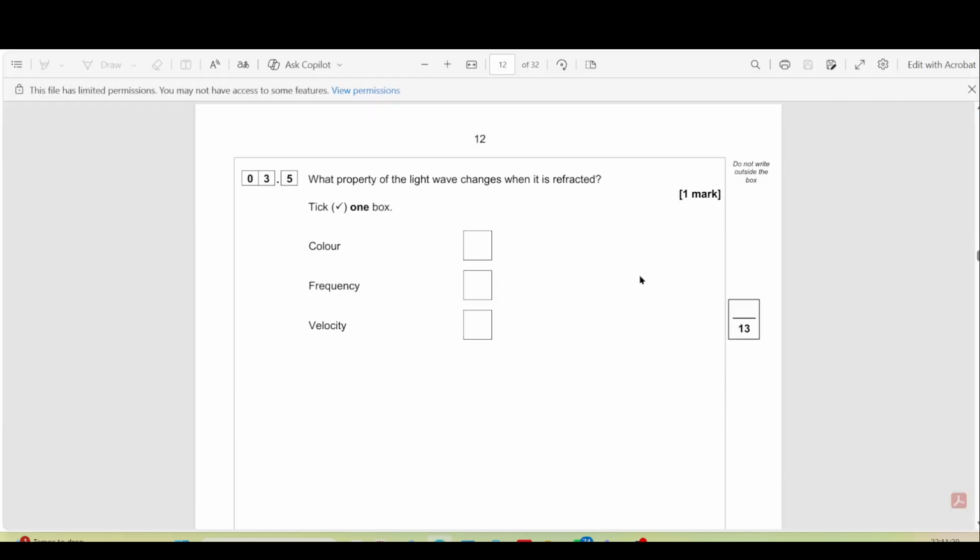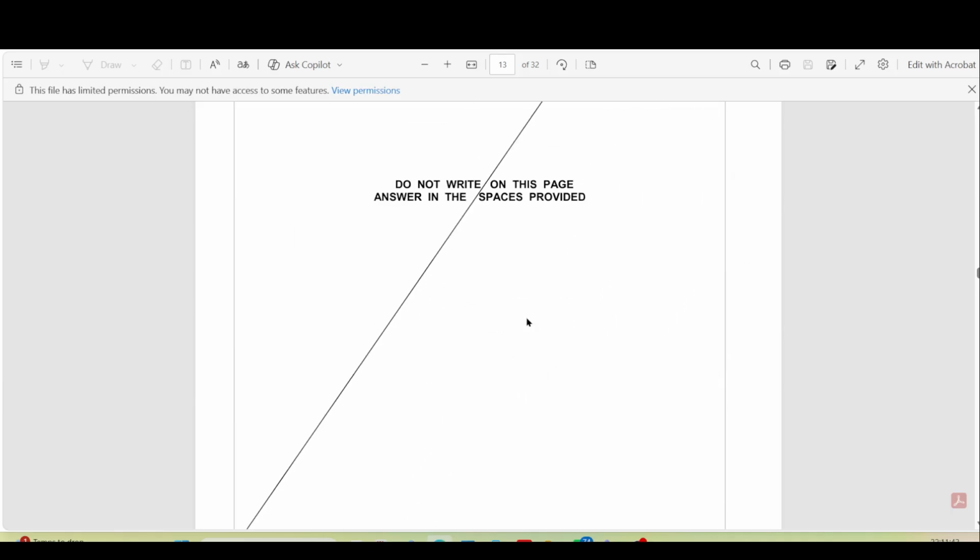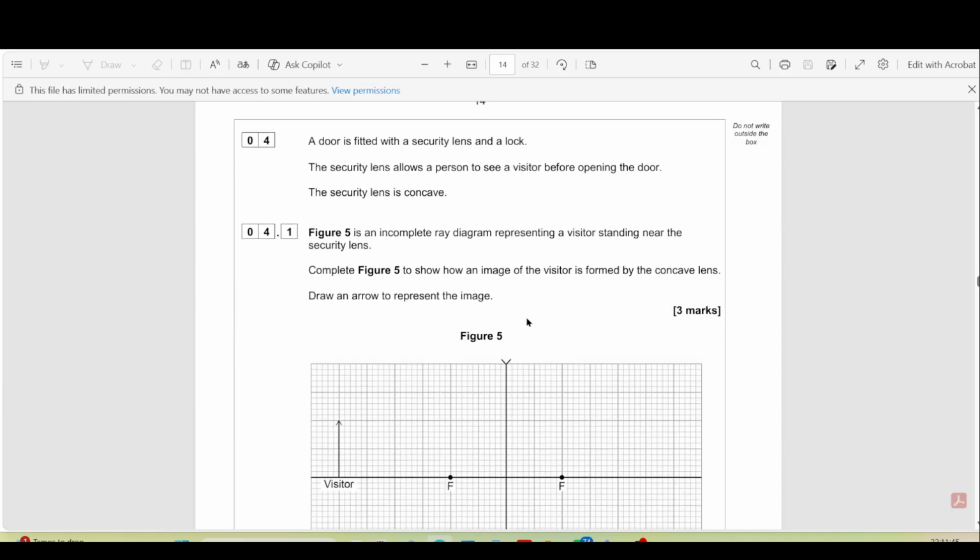What property of a light wave changes when it's refracted? Velocity, frequency. It's velocity. Velocity changes.